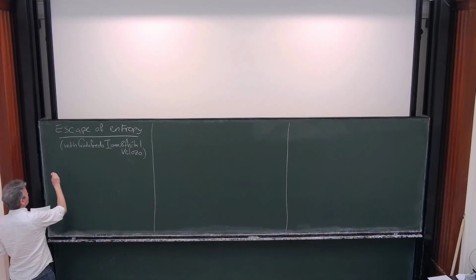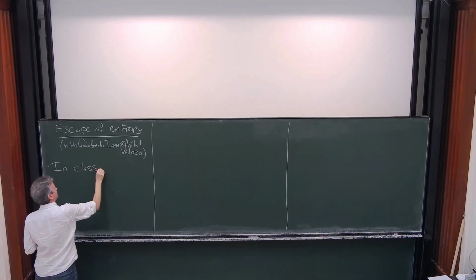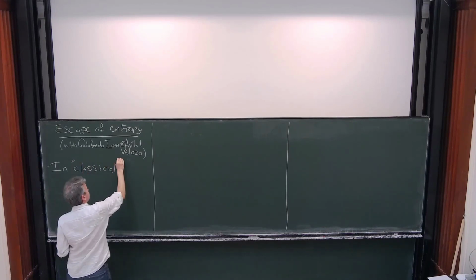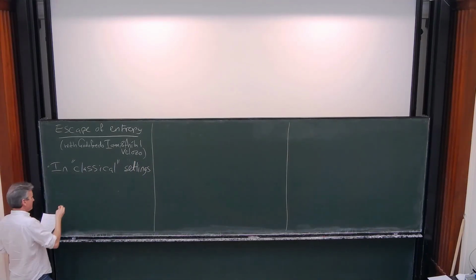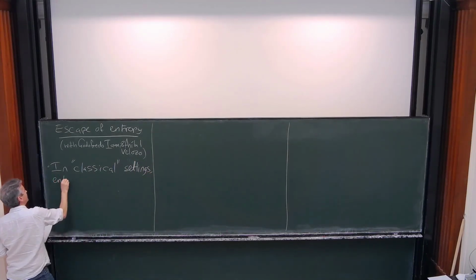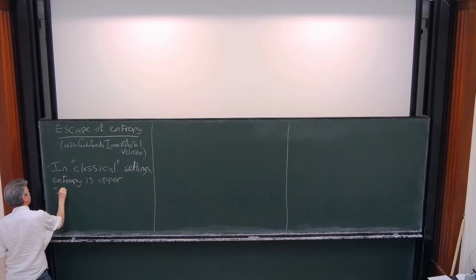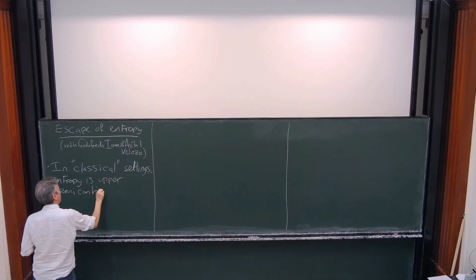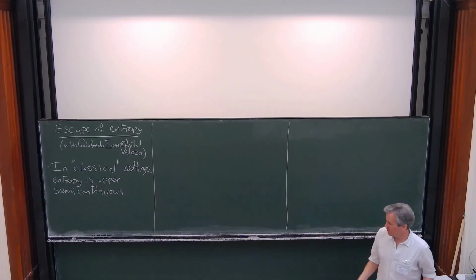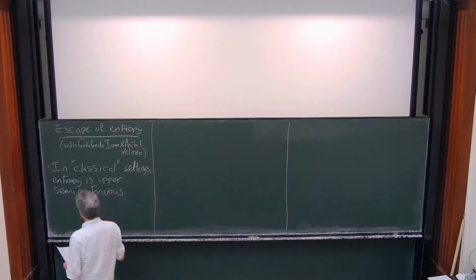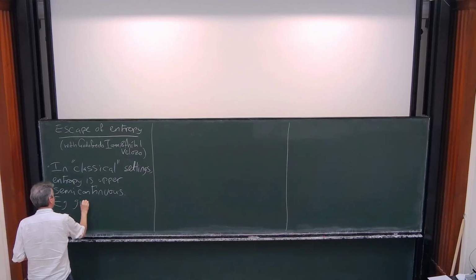Okay, so let me just set up the type of problem. In classical settings, when I say classical, I mean whatever I want it to mean, entropy is upper semicontinuous. Really I'm going to be dealing with shifts, so classical settings would be subshifts of finite type. This is what I'm really talking about.